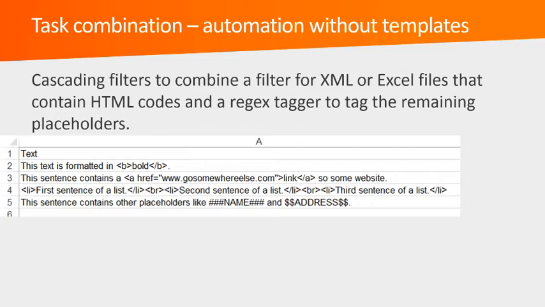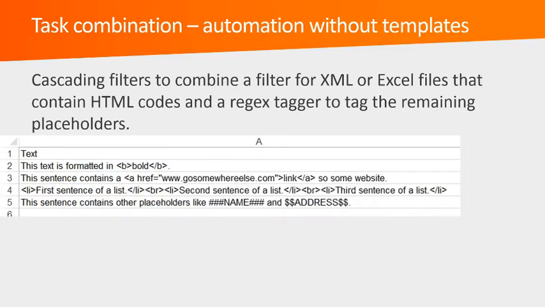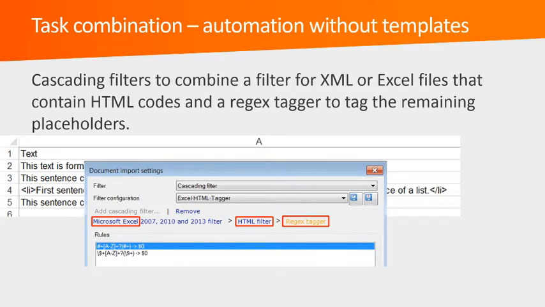So for example, this is an example for cascading filters. You all might have seen files like that, which are not very nice for the translator. So what we can do is combine filters. Here I've combined a filter for Excel files with an HTML filter, which will mark up everything between the angle brackets as a tag. And then there are some other, let me go back, there are some things within the dollar symbols or the hash symbols. So these are placeholders that I also want to make into tags, and that would be the regex tagger that I'm adding to these two other filters.